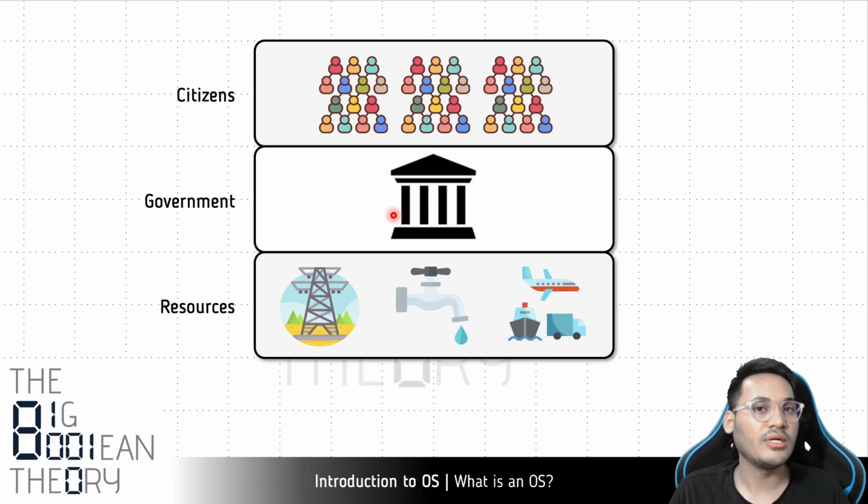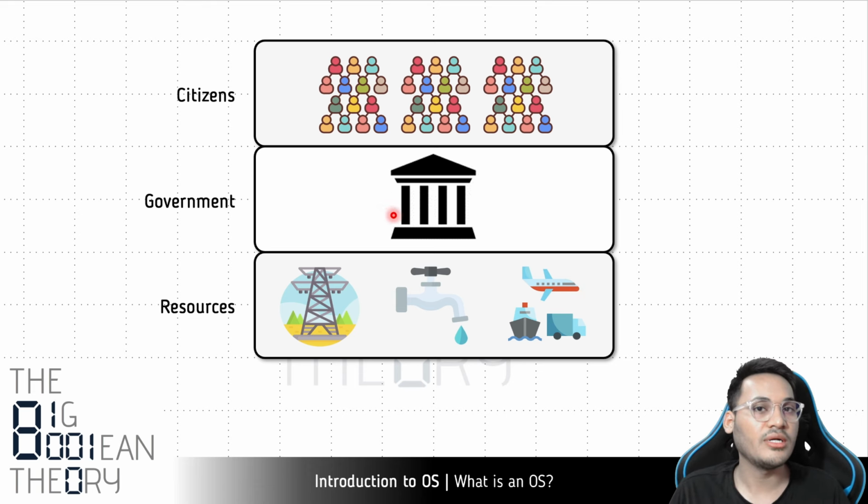So you see, I talked about several resources: the electricity, the water supply, the transportation systems, and how the government makes it very easy for the citizens who are living in the city to use these resources. This is something very similar to what the operating system does in a computer system. It takes the hardware resources and makes it very easy for the computer applications to use those hardware resources. Apart from making the hardware resources in the computer system easy to use, the operating system also ensures that these resources are used efficiently. That is something that the government also does.